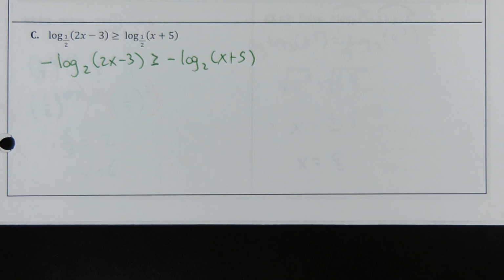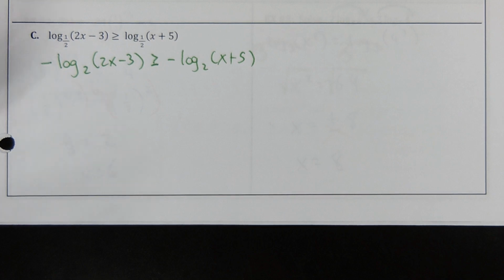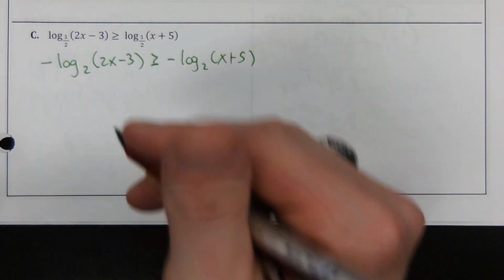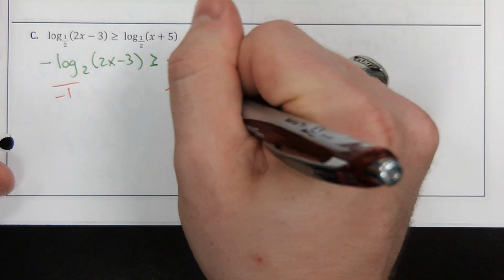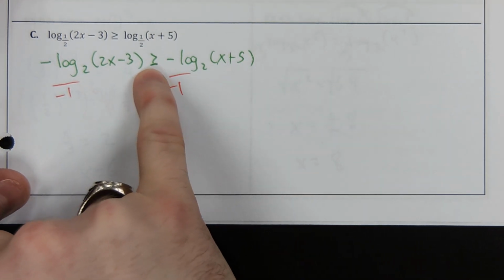Darn those pesky negative signs. Lucky for us, there's a negative sign on both sides of the equation. That means we don't need to move them to the exponent position of these setups. Because there's one on either side, we can just divide both sides by negative 1. But that will flip that inequality symbol over.